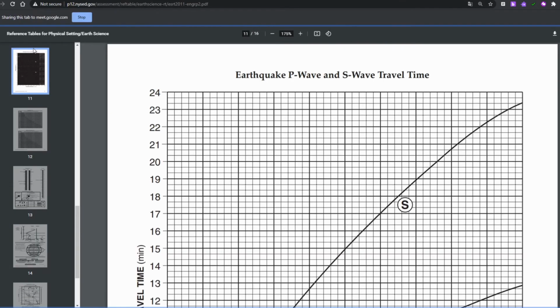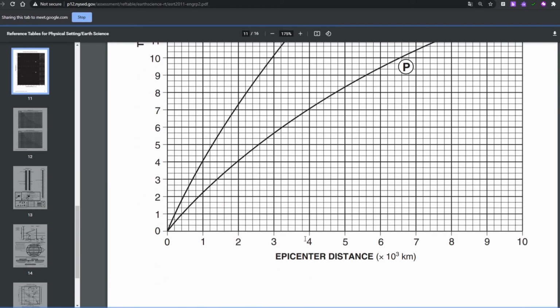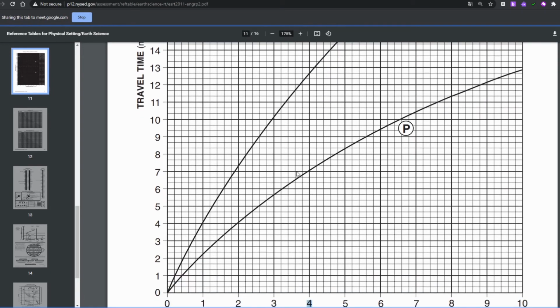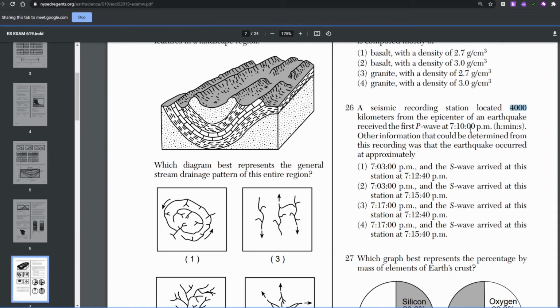ESRT page 11. We're going to find 4,000 kilometers, which is right here. We're going to go up till we hit the P, and then we're going to move across. So the P wave travel time of a 4,000 kilometer away earthquake is approximately 7 minutes. So let's head back. If it took 7 minutes to get there and I felt it at 7:10, that means it left at about 7:03. So 7:03 is either 1 or 2.